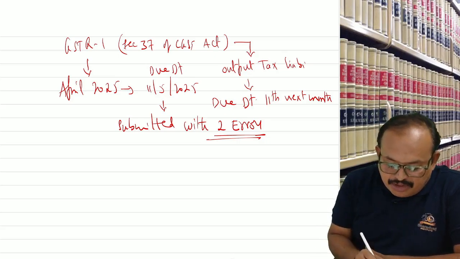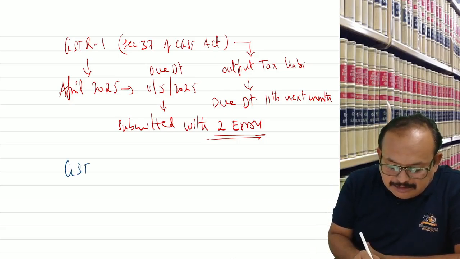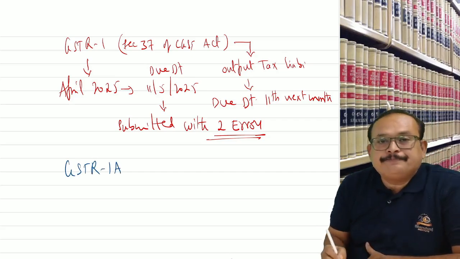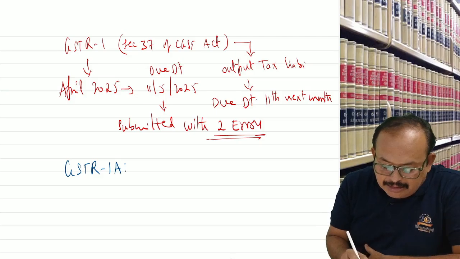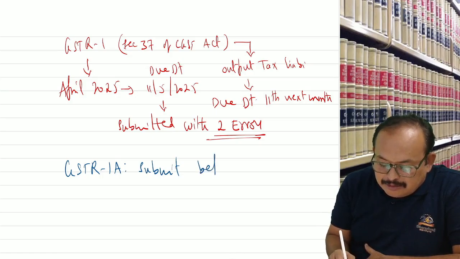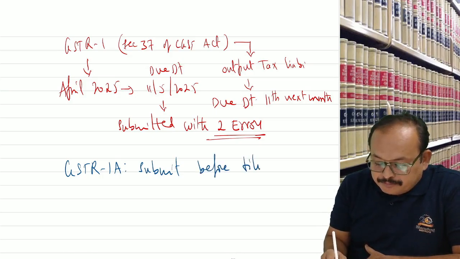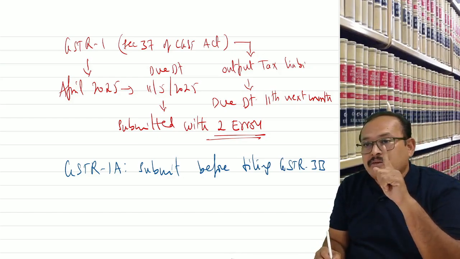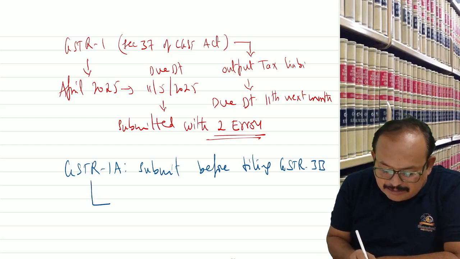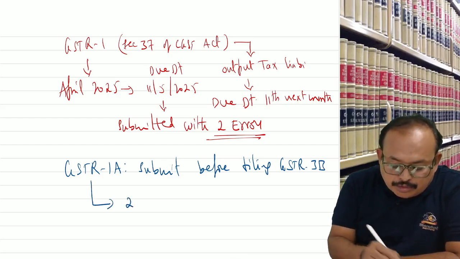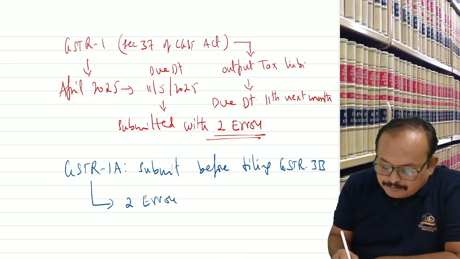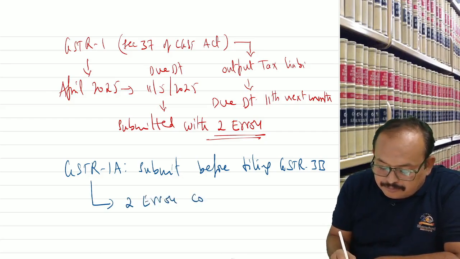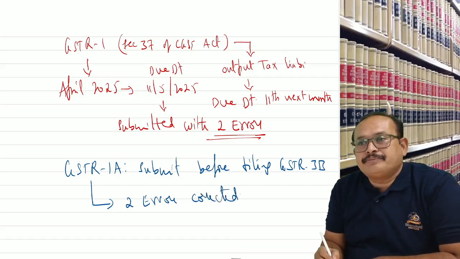Now the law here says you have a concept called GSTR 1A. GSTR 1A you can submit before filing GSTR 3B, but after filing GSTR 1. In the GSTR 1 return, the 2 errors are corrected.